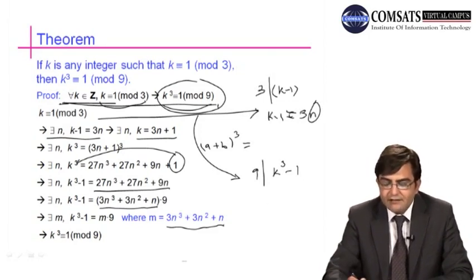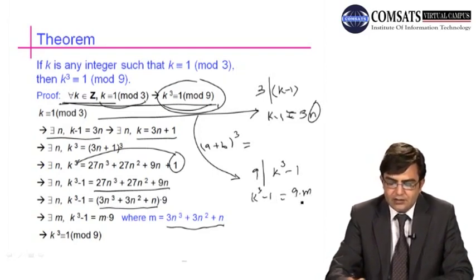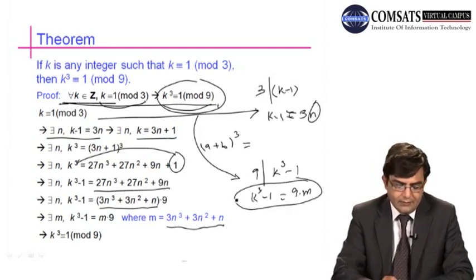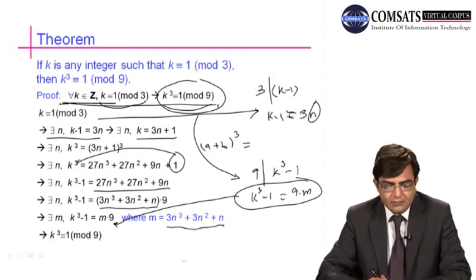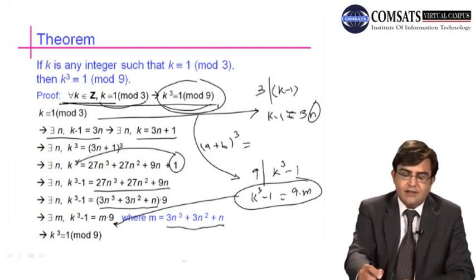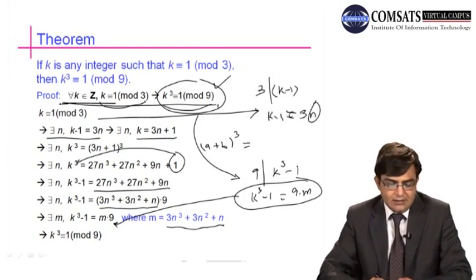If 9 divides k cube minus 1, then k cube minus 1 can be written as 9 into some integer, say m. So this is what we have obtained here. k cube minus 1 can be written as m into 9. So what does it mean? It means that k cube is congruent to 1 mod 9, which is the conclusion of the conditional statement given here. So this is what we have to prove.